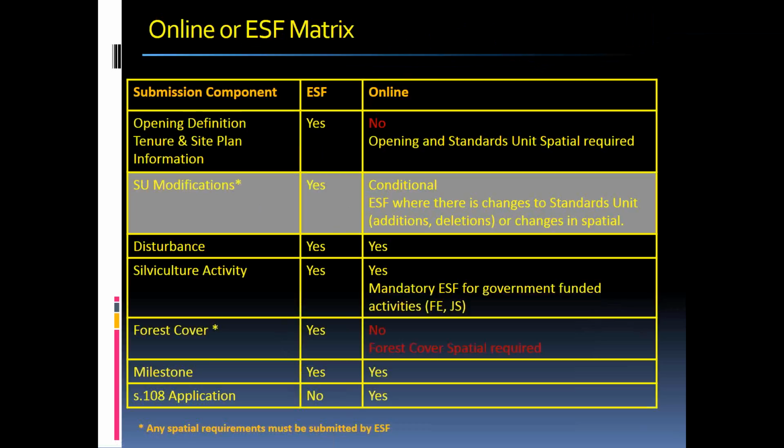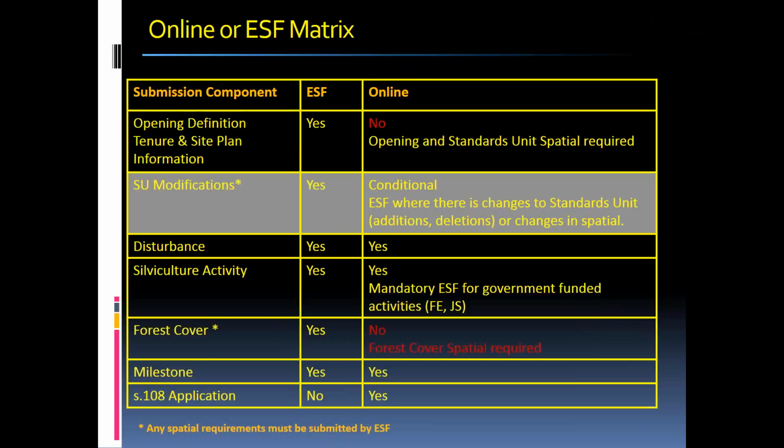What's really important is that ESF allows you to update information as well as provide updated maps. Anytime we talk about ESF submissions and you need to make changes to a map, it has to come through that mechanism because that's the only way the map can come through. You have the capability of making changes to the attribute information online for standards units, but you have to be mindful whether or not you should be doing that online.